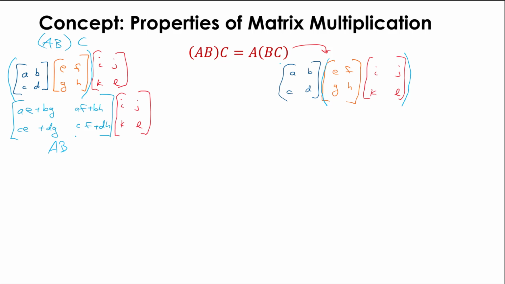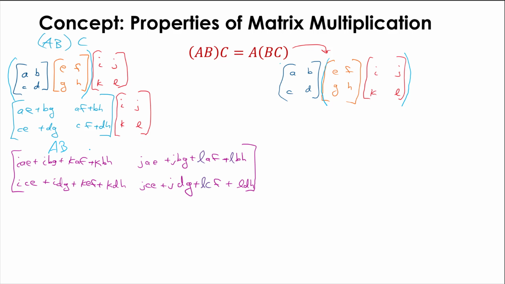So now I'm going to multiply AB by C, and when we do that, we get this long thing right here. Go ahead and erase that. So I've got IAE plus IBG plus KAF plus KBH, and so on. I'm left with a 2 by 2 matrix here. Okay, I'm going to pause there. Over here, I'm going to multiply B by C first, and when I do that, A stays the same, and I've got EI plus FK, EJ plus FL, GI plus HK, and GJ plus HL. A lot of letters in there.